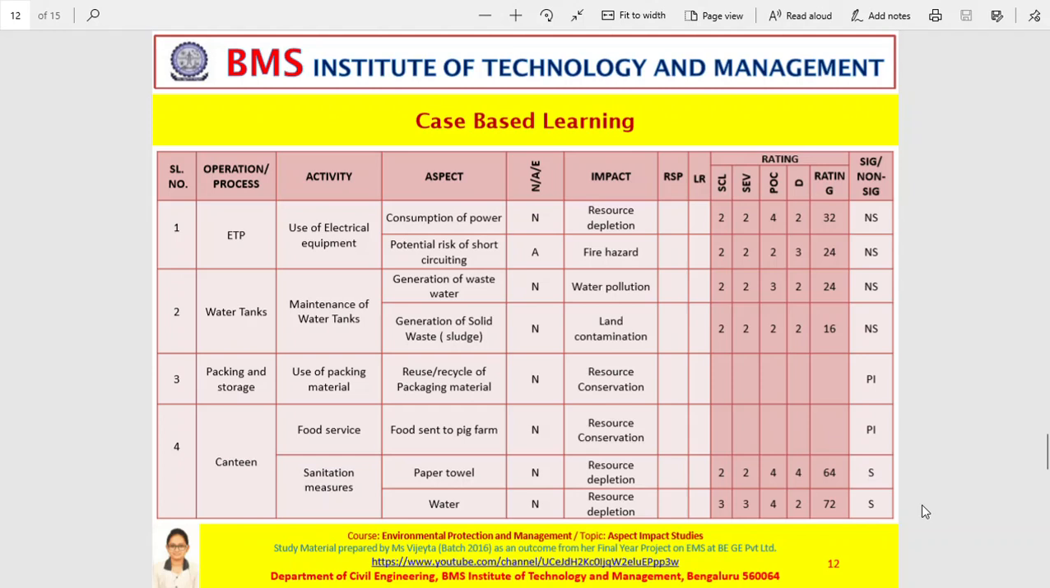The rating provided for paper towel is 2 for scale, 2 for severity, 4 for probability of occurrence, and 4 for duration. Therefore, a rating of 64 is calculated. This is considered a significant aspect as the rating is greater than 32. The other aspect is water, and the rating for water is 3 on scale, 3 for severity, 4 for probability of occurrence, and 2 for duration. Therefore, the rating is 72. Since the rating is greater than 32, this also is considered a significant aspect. Therefore, these two significant aspects need to be converted to non-significant aspects by applying corrective and preventive measures.